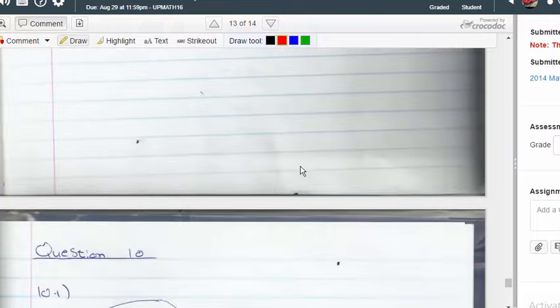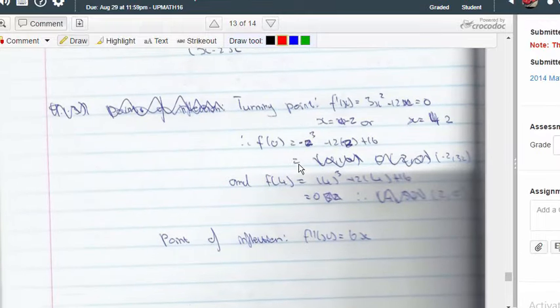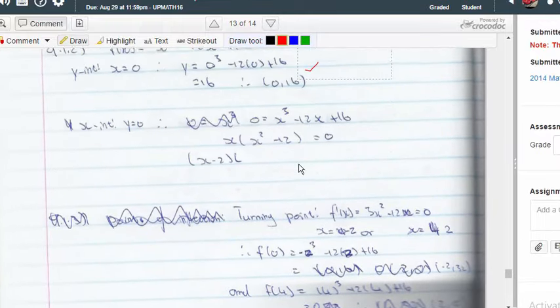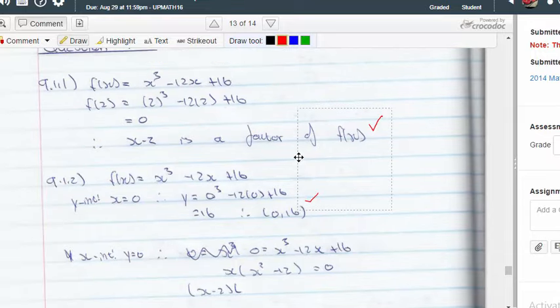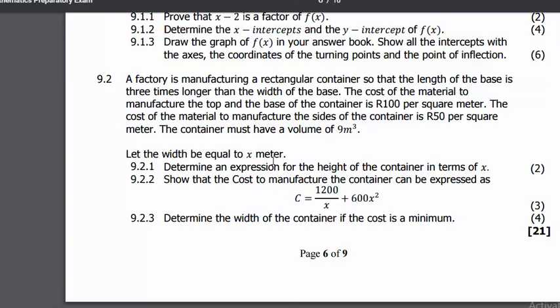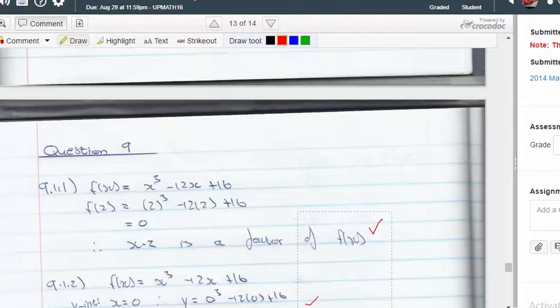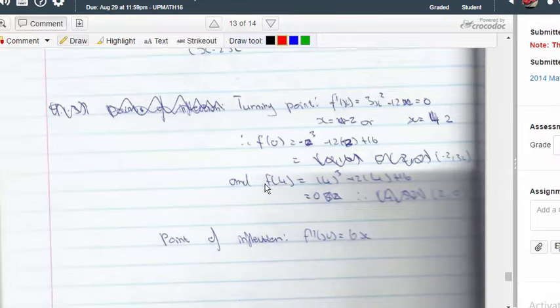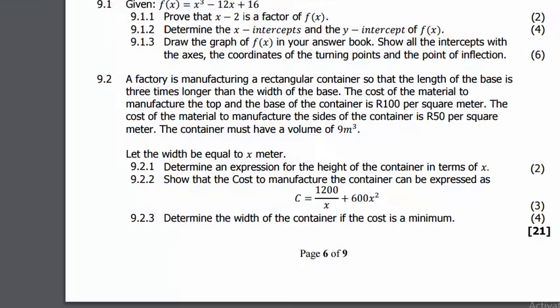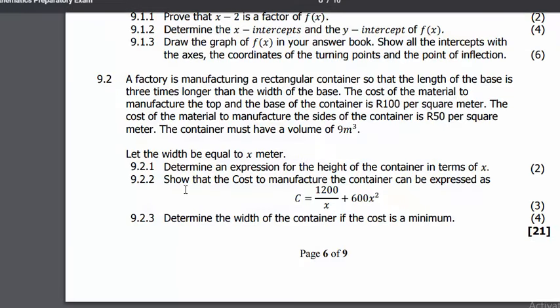That's because there was nothing to look at. We're looking at the wrong question. Question 9.2. Yeah, no, I'm looking at the right question. The student didn't do it. Okay, so let's go on.